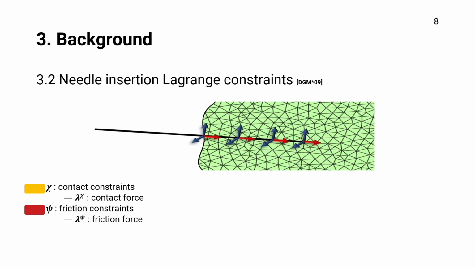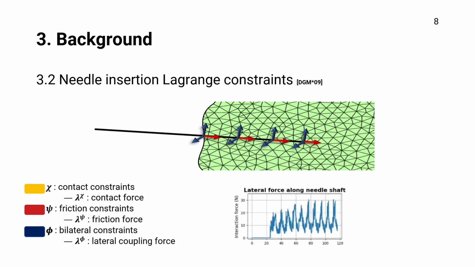After the puncture, the needle will be constrained to follow only the insertion direction by two bilateral constraints per needle node. These constraints resist any lateral motion, and the lateral coupling force is the one we saw on the plot before. There is also friction to resist the movement of the needle alongside the insertion direction.